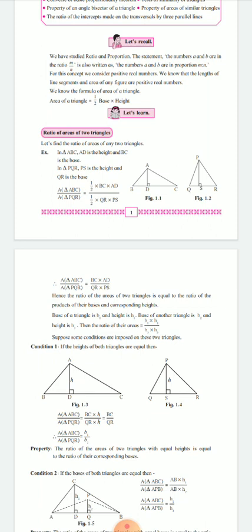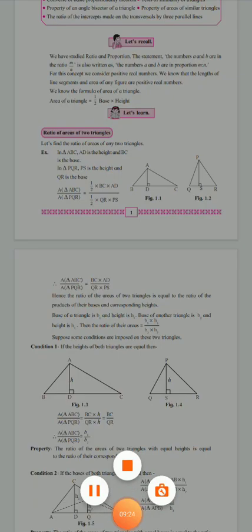Okay, so in this example, for the area of triangle ABC and the area of triangle PQR, the height is the same, and the base for triangle ABC is BC, and for triangle PQR the base is QR. So I can write area of triangle ABC upon area of triangle PQR equal to BC upon QR, or if I write BC as B1 and QR as B2, it is the ratio of B1 to B2. Okay, so this property is most important, so I will repeat again. The ratio of the areas of two triangles with equal heights is equal to the ratio of corresponding bases. Okay, I hope you will understand it.